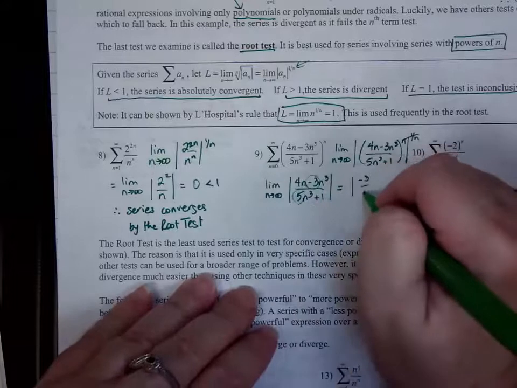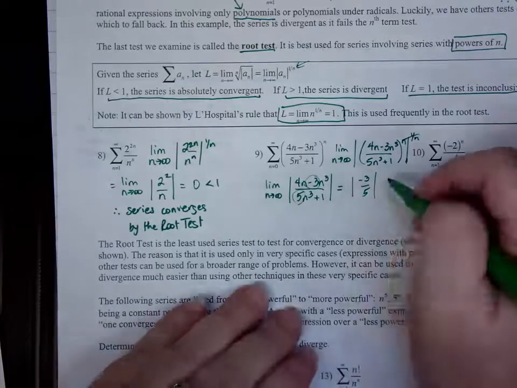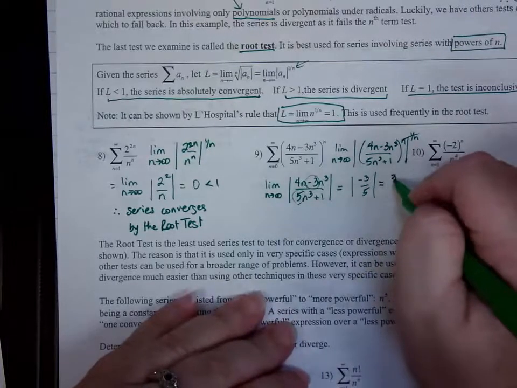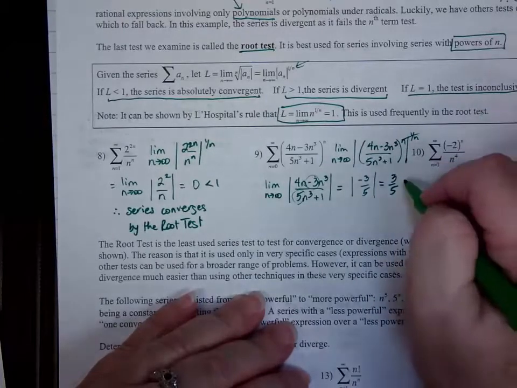When all is said and done, that's what it's always going to come out to be, as long as the degrees are the same. If the degrees are not the same, you probably want to go L'Hopital's rule. But that's the way it always works. So this cleans up to be 3/5, which is less than 1.